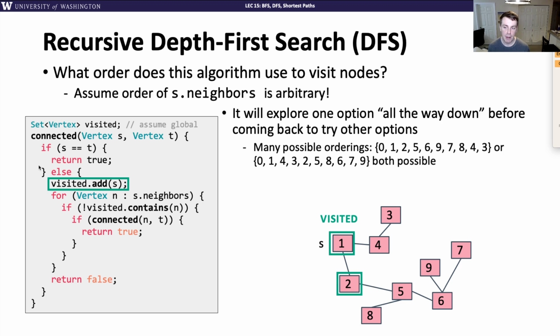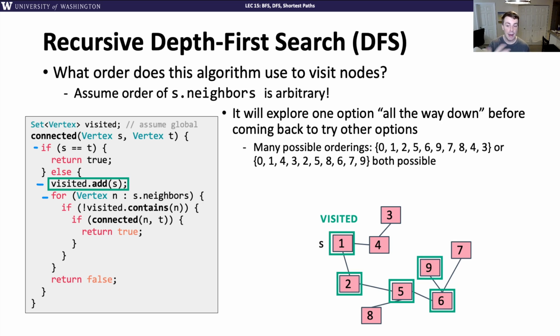Then we come back at the top and we say, is 2 the same as 7? Or sorry, is 2 the same as 3? No. So we're going to add it to our visited set. And then we're going to iterate over all of its neighbors. So for example, that might start with 5. Then for 5, we need to visit all of its neighbors. So we added 5 to our visited set, and iterate over its neighbors. Maybe we go to 6. Then we go to 9.